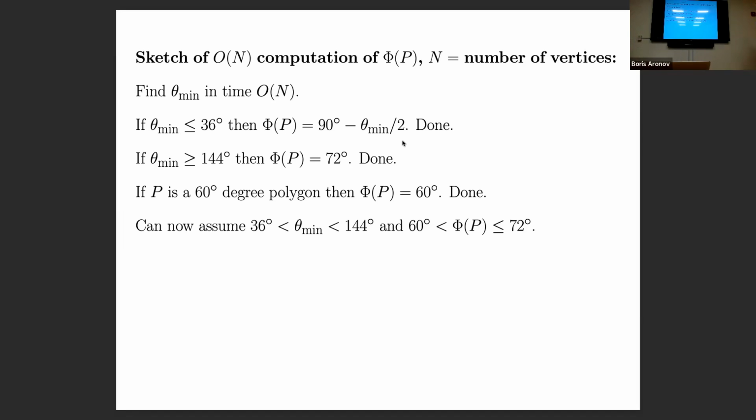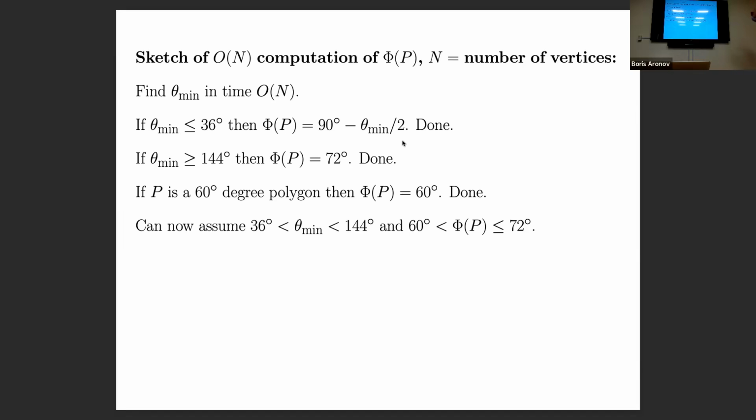You can clearly do that by going around the polygon in linear time and seeing what the minimum is. We know if the minimum is less than 36, what the maximum angle is. It's 90 minus, that's one of the corollaries, so we're done in that case. If the minimum angle is very big, bigger than 144, the answer is also 72. We're done in that case.